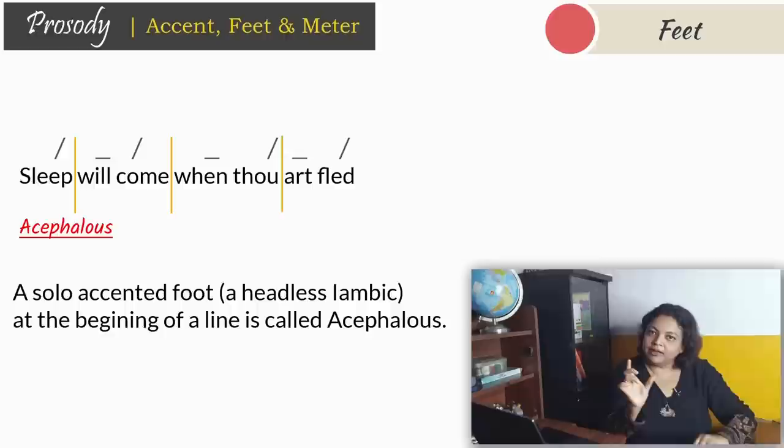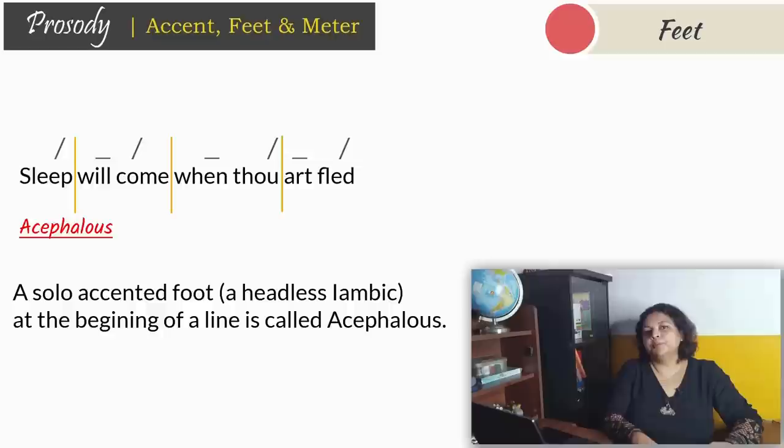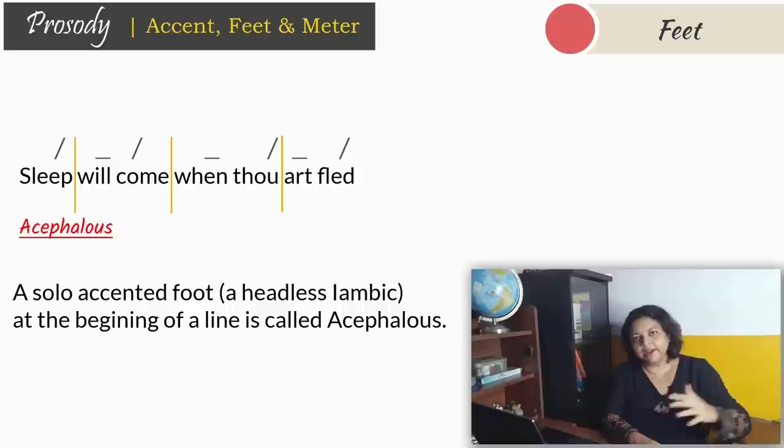You will understand by looking at the rest of the poem. Is the whole poem in trochaic meter? Then turn it into a catalectic. Because then the rhythm will be maintained. Okay. Sleep will come when thou art fled. Maybe the whole poem is in trochaic meter. So this pattern will maintain.